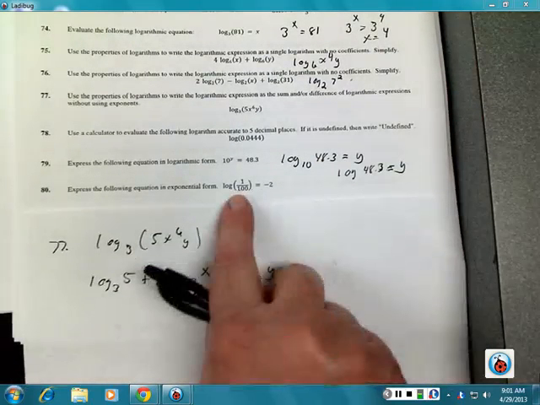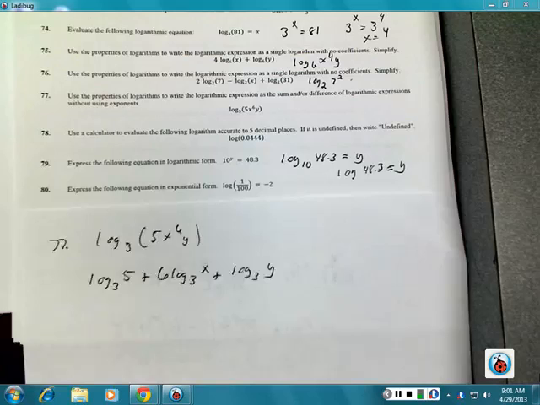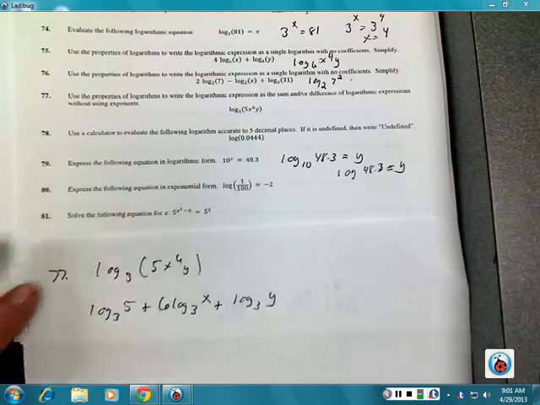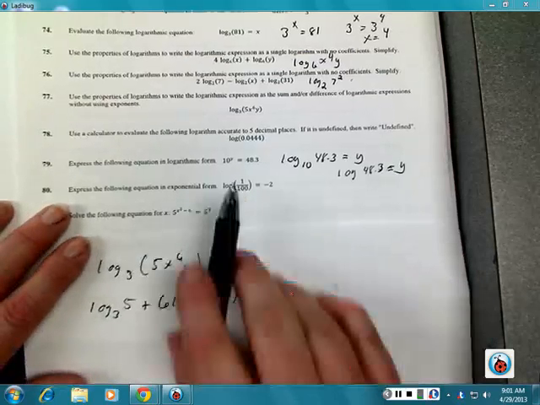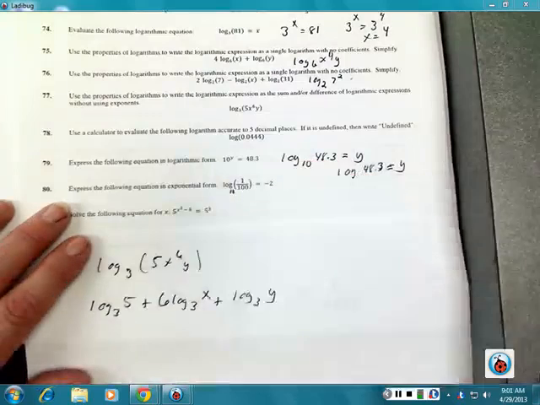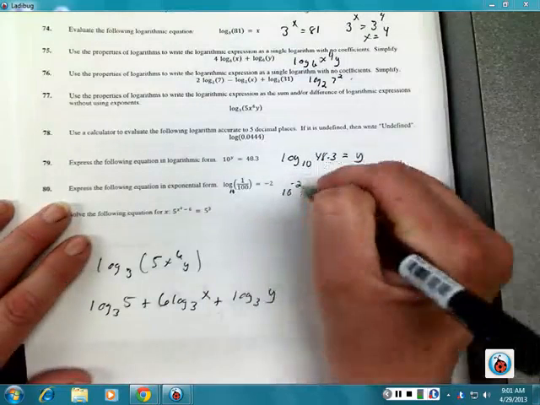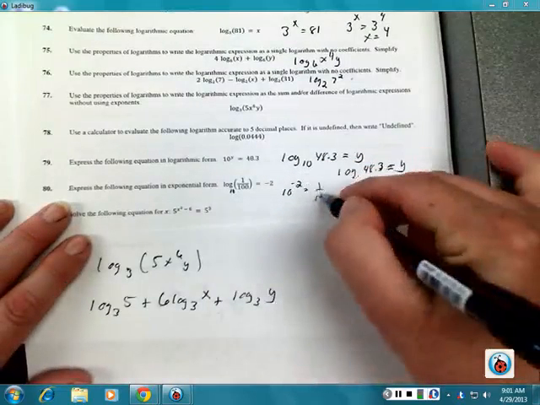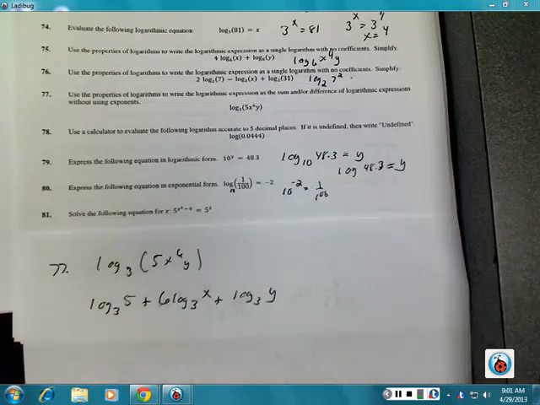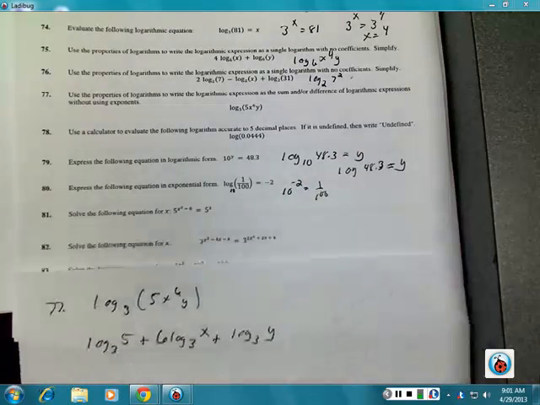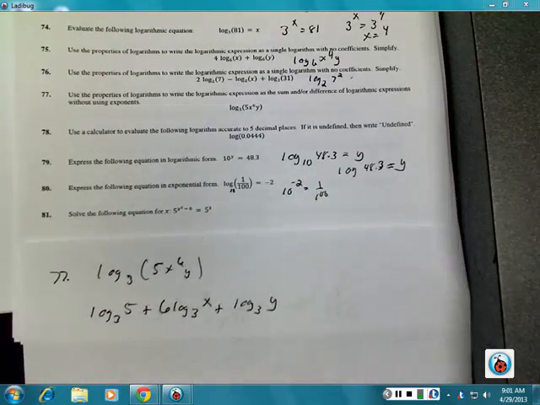This next one, express it in exponential form. So if I do an exponential form, what has to happen? Well, there's a little 10 right there. So I have 10 to the negative second is equal to 1/100. Is that true? Yes? Okay. Good.